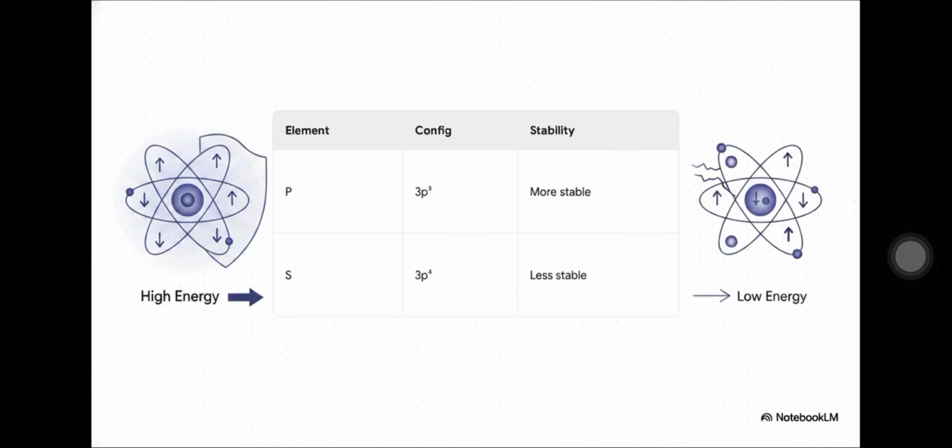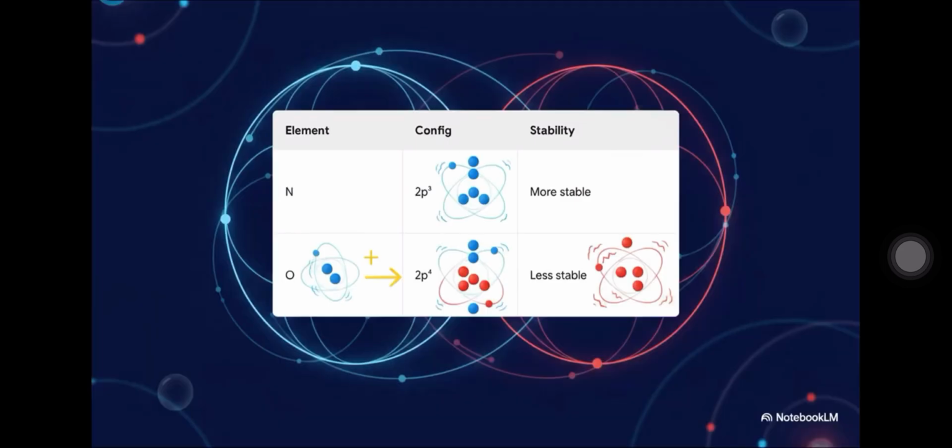Sulfur has a 3p4 configuration, meaning it has one paired electron among those p orbitals. That pairing creates slight repulsion, making that specific electron easier to remove than one from phosphorus's perfectly balanced orbital. And yep, this exact same discrepancy appears directly above them in period 2, between nitrogen and oxygen.